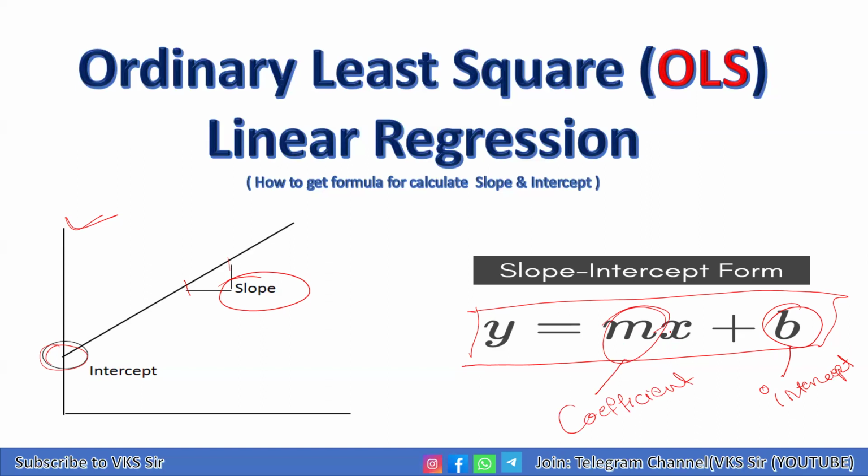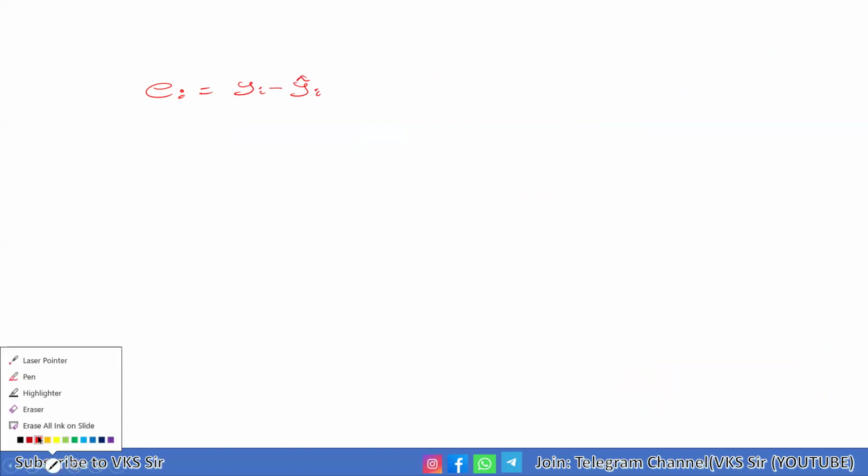So basically, let's go for how we will find out the error. How we will just find out the error. If we go for the error, let E1, the error, be equal to the actual part minus the predicted part.